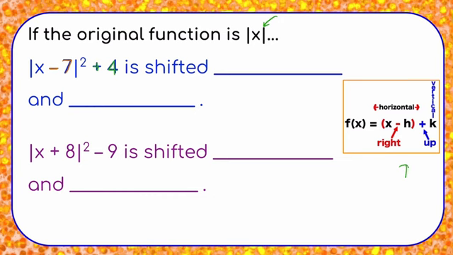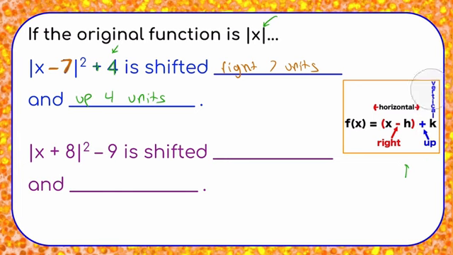Let's start with the -7. If you see a -7 inside parentheses, how can you describe that shift? Well, minus means right, so I'm gonna say right 7 units. And for this +4 that's outside parentheses, that's going to be a vertical shift. So how can we describe that movement? That will be up 4 units.